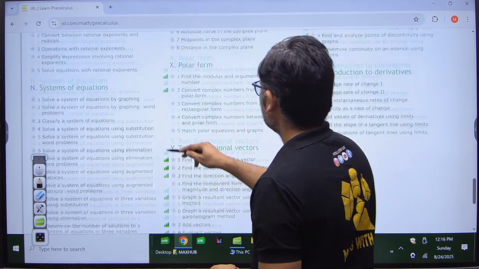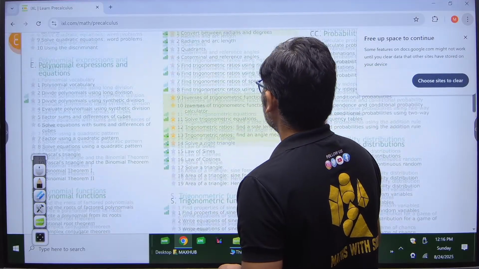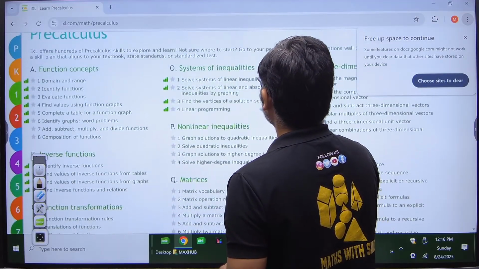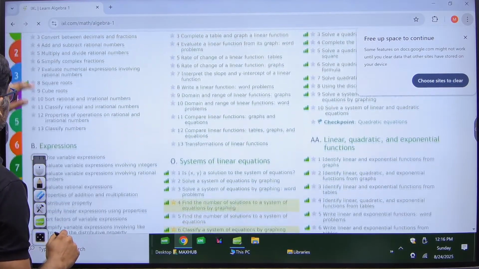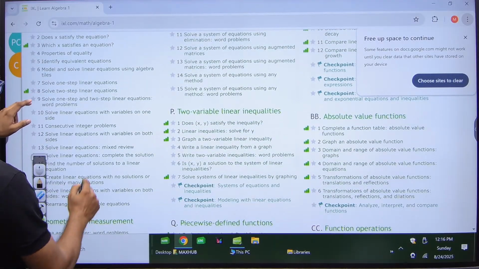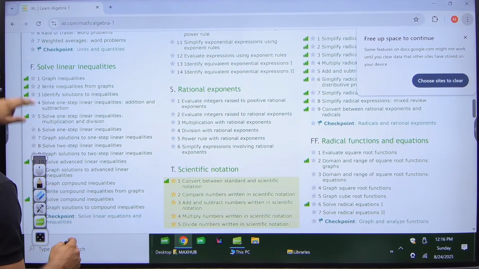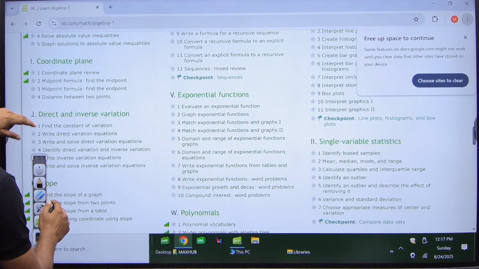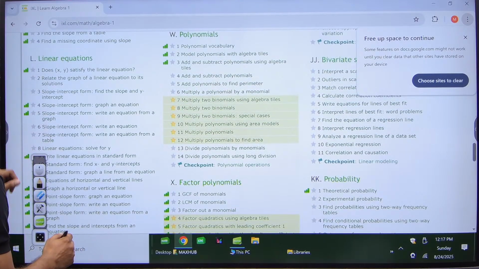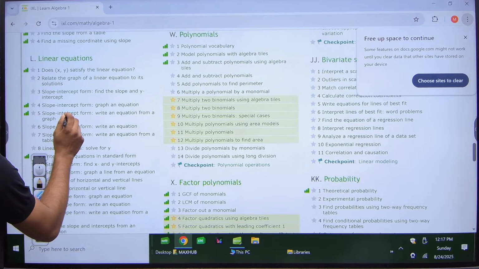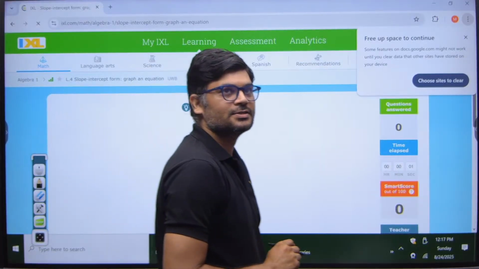System of equations. Okay. Come to A1. A1 in pre-calculus. No. A1 in algebra 1. A1 means algebra 1. Oh, okay. In that I want you to come to L4. L4. Yes.